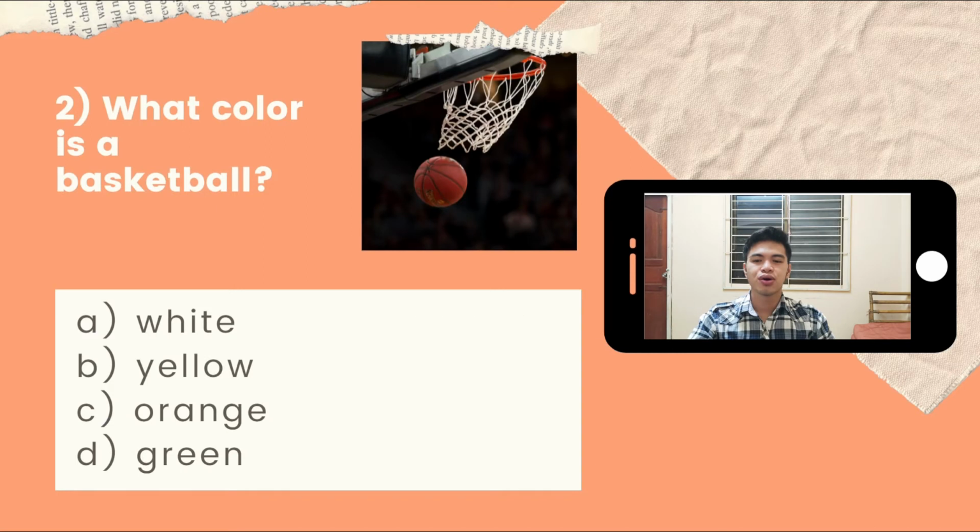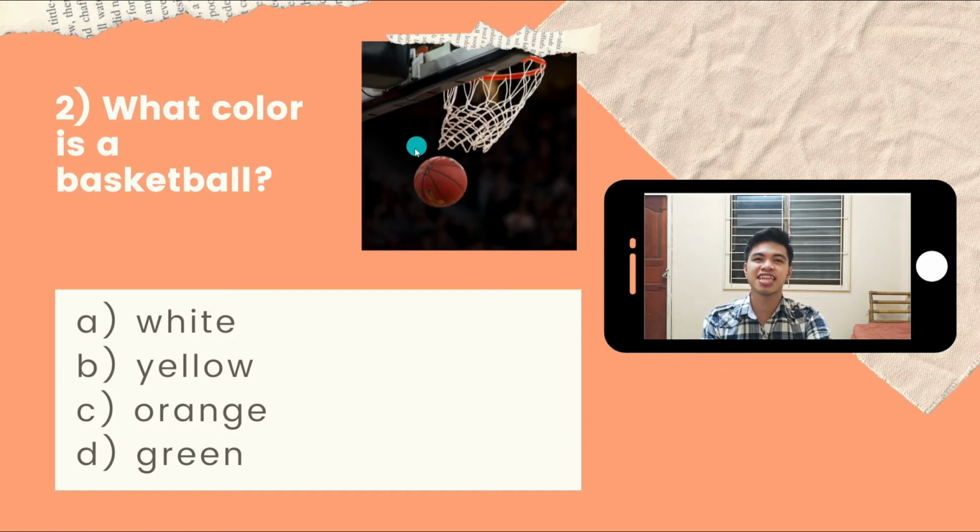Number 2. What color is a basketball? Is it A. White, B. Yellow, C. Orange, or D. Green? So what is the color of the basketball?